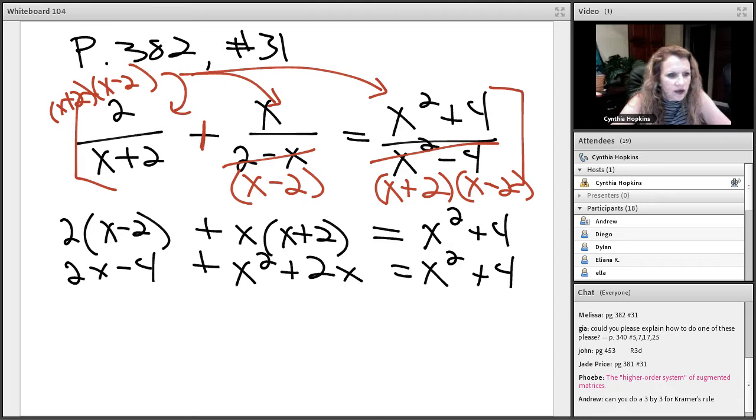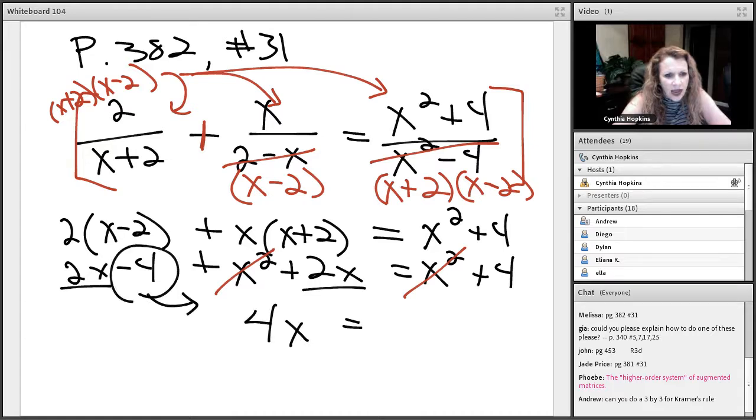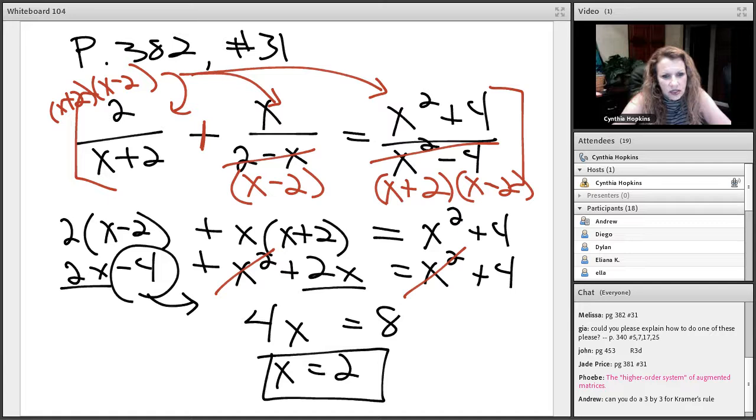So I notice I have an x squared on both sides. I'm going to subtract x squared on both sides, and they cancel out. Then my 2x on this left side plus this 2x equals 4x. And then I'm going to take this negative 4 and add it to both sides, and so I get 8. And so x equals 2 is the solution to this equation. I'm not done, though, because there's actually some things they asked me to do in the directions that I haven't done yet. So it said state the domain.